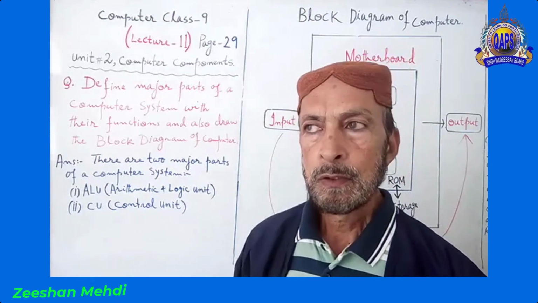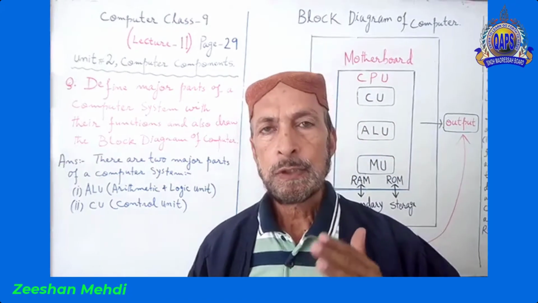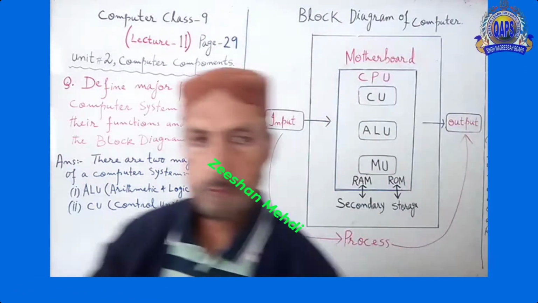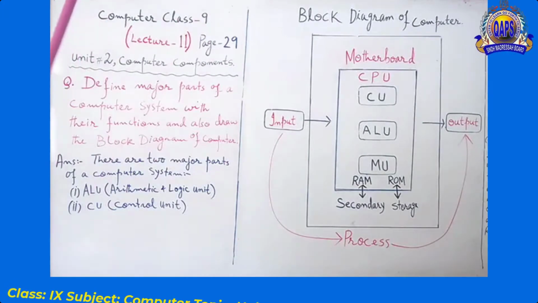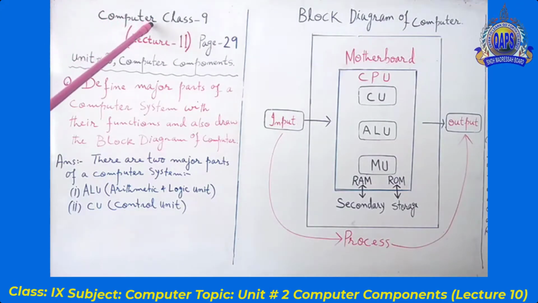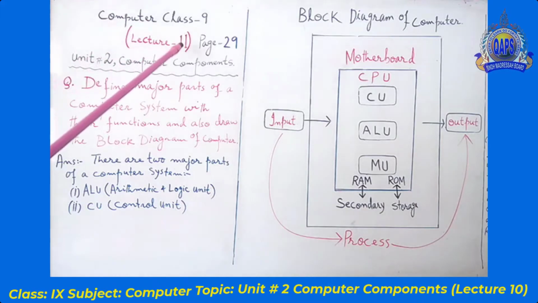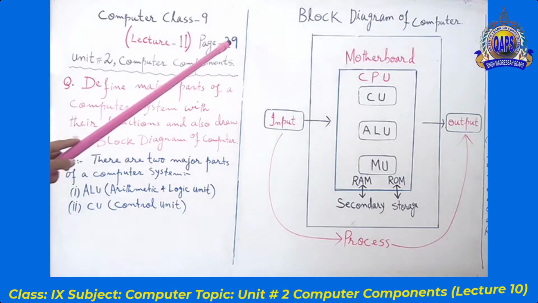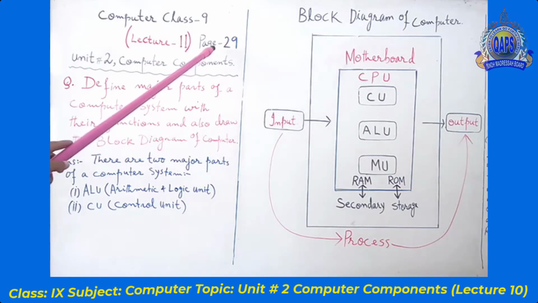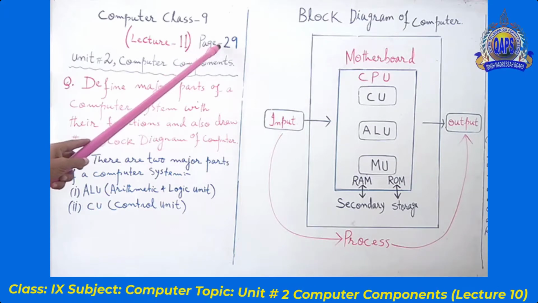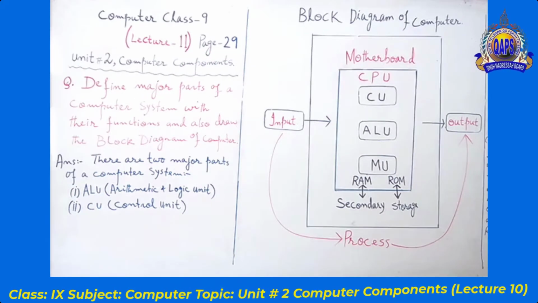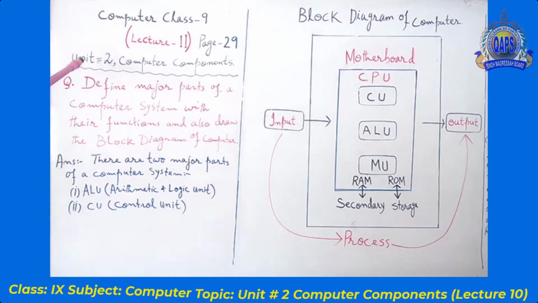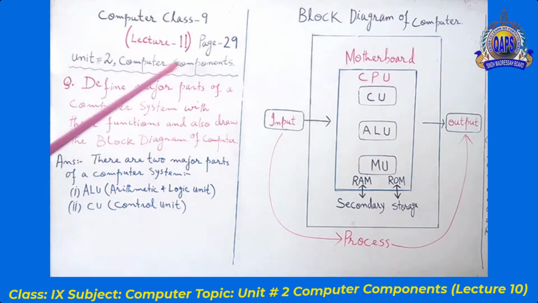Now, this is unit number 2. Have a look. Lecture number 11 for computer class 9. All of you, my dear students, open page number 29 of your book. We are over here, unit 2, computer components.